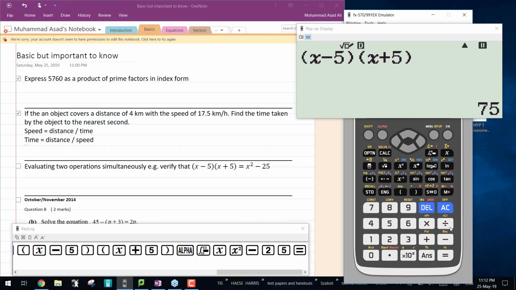So first is 75 because 10 minus 5 times 10 plus 5, that is 5 times 15, which is 75, and in the other we are also getting 75. So we can do two calculations at one time.